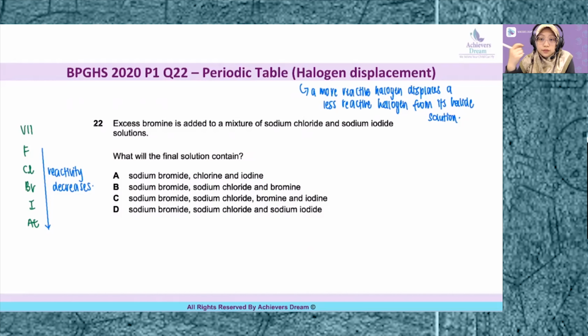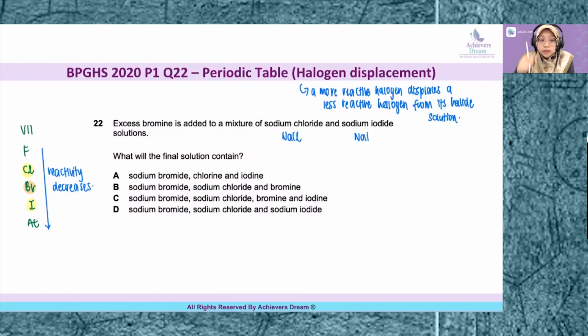Okay, so with that background information, let's attempt the question. Excess bromine is added to a mixture of sodium chloride, NaCl, and sodium iodide solution, NaI. So we have bromine being added into a mixture that contains chloride ion from sodium chloride and iodide ion from sodium iodide solution.